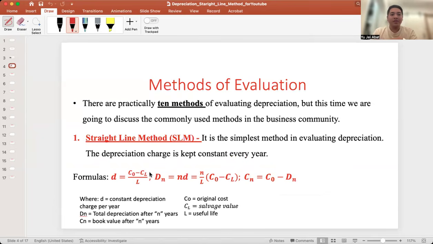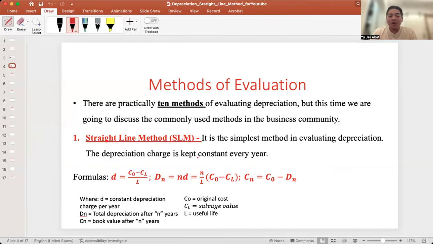Okay, so there are many methods of how we are going to get the depreciation of a certain equipment. But for this time, we are going to focus only on the straight line method. In the succeeding videos, we're going to tackle different types of depreciation. So for now, we have the straight line method. It is the simplest method in evaluating depreciation. In this method, the depreciation charge is kept constant every year.